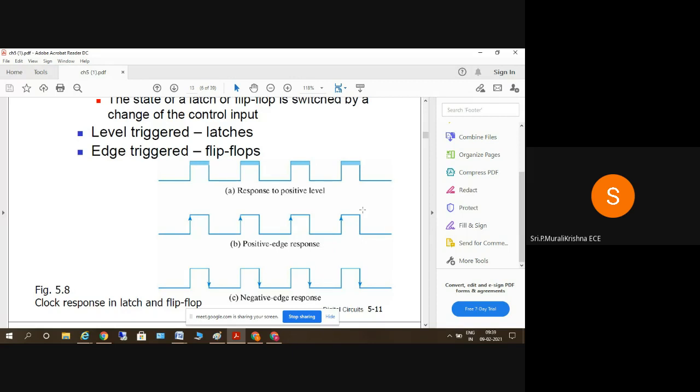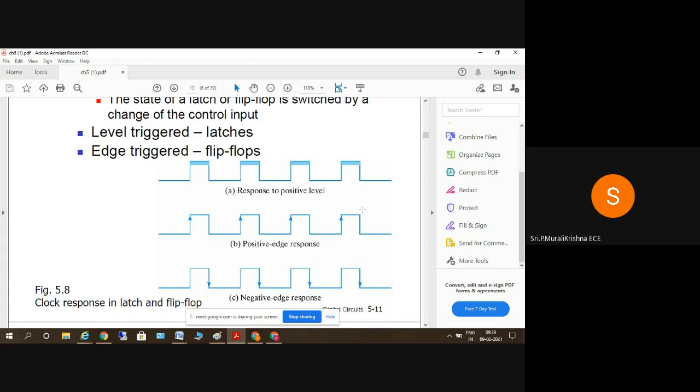What is the meaning of state here? Earlier we have seen that 0 0 is a state, 0 1 is a state, and 1 0 and 1 1. The output response to this state is known as change. We discussed that there is no change in the state, or the output is 0, or output is 1, or we have the forbidden state.